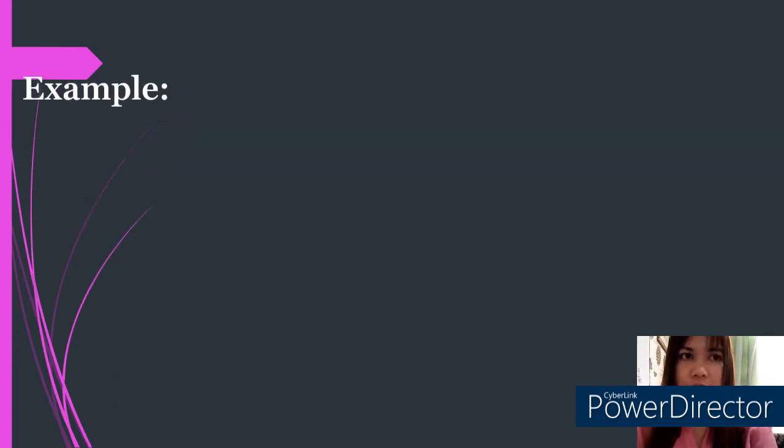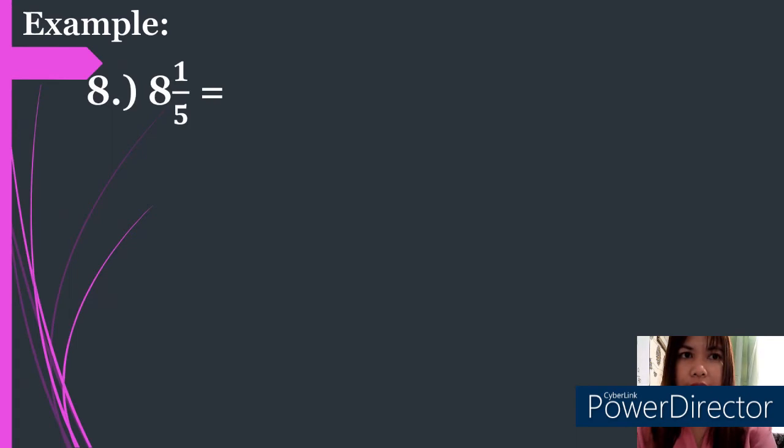So we have example number 8. We have 8 and 1/5. We're going to change to decimal. Since it is a mixed fraction, we're going to change it into an improper fraction by simply multiplying 8 times 5. We have 40 plus 1. We have 41 over 5.